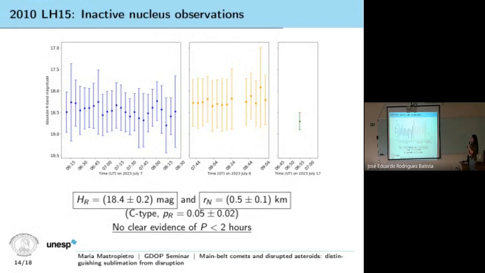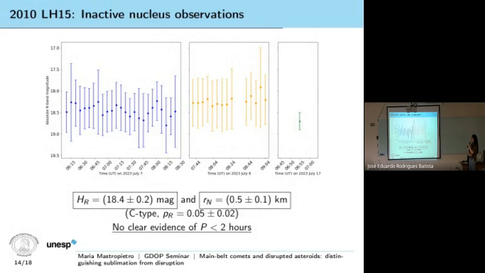And this was positive because we got some information on its nucleus. Since it was inactive, I did the same analysis I did for 324P. So I got the absolute magnitude and a nucleus radius of 0.5 kilometers, assuming a C-type object.